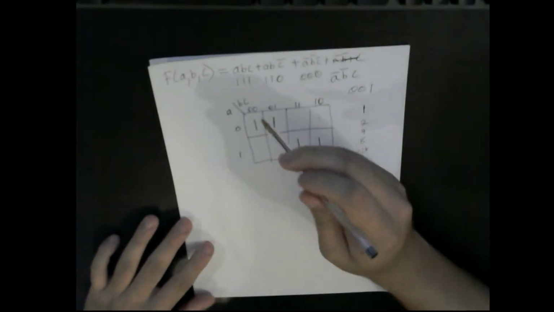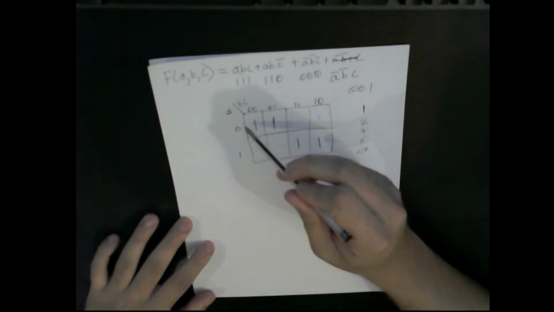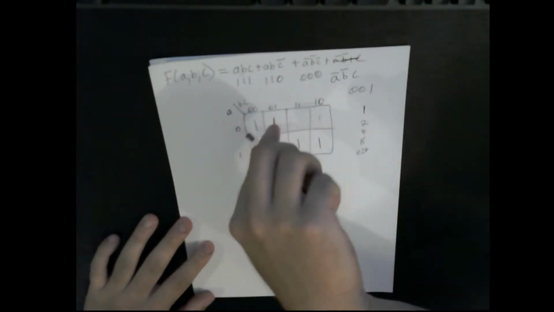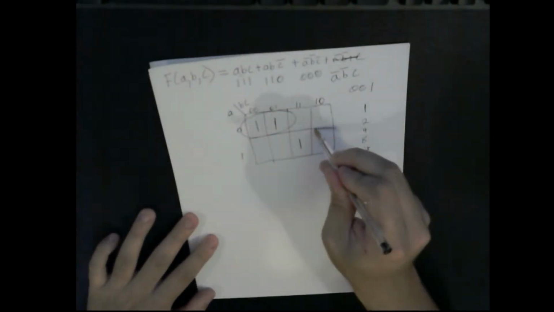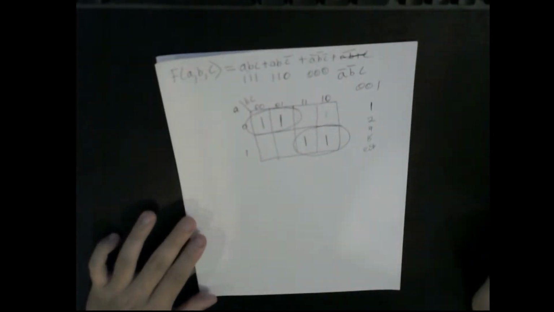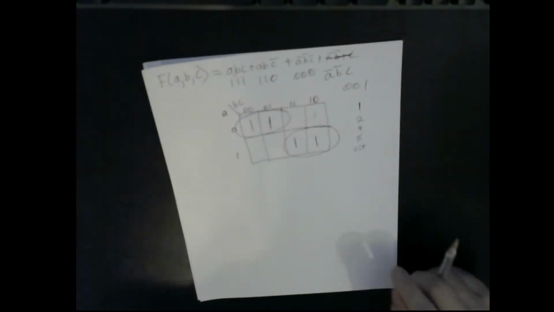So let me find the biggest groups I can make. I have two close together here. I don't have any others on the side or anything else that can wrap around. So this is going to be our biggest group here. And the same thing with this one. This is the biggest group here also. All right, so I've circled my prime implicants.